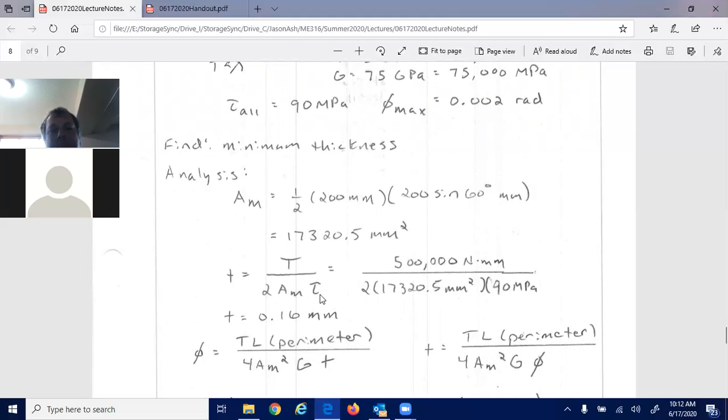I rearranged the shear flow formula to solve for thickness instead of shear stress, just alternated those around. And so our thickness is equal to the torque over 2 times the mean area times the shear stress. And we end up with 500,000 Newton millimeters for our torque, our mean area that we just calculated, and our allowable shear stress, 90 megapascals. Will give us a thickness of 0.16 millimeters.